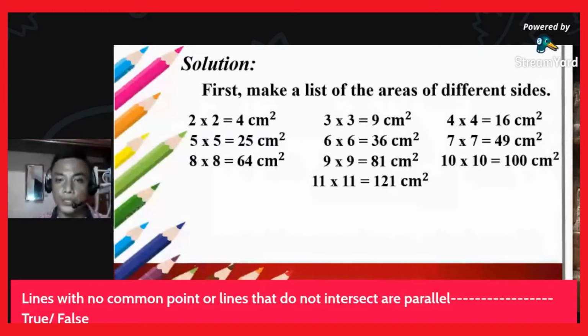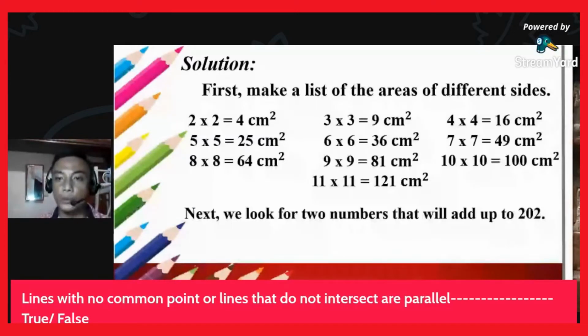Now, based on that, we're going to look for two numbers that will add up to 202. Take note that this is the sum of the two squares A and B. What do you think?